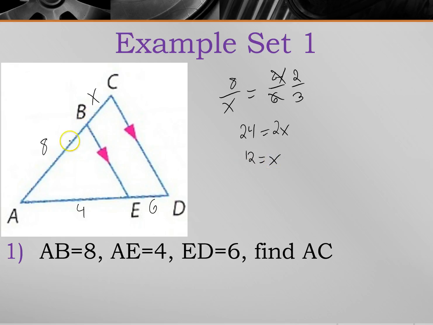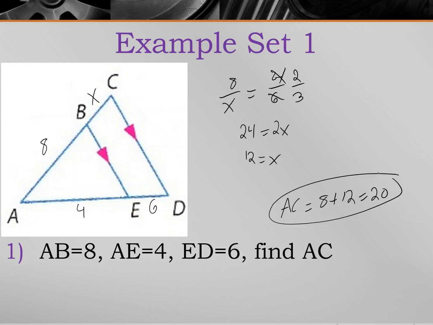Obviously, do not assume this figure is drawn to scale. Clearly, x looks a lot smaller than 8, but x is actually 12. So if x is 12, AC equals 8 plus 12, which is 20. So again, we're using the concepts of proportionality to set up the correct proportions, to then solve for missing segments. If I want to solve for the entire side length, just call the one piece that's missing X or Y, whatever you want, find it, and then add them together.